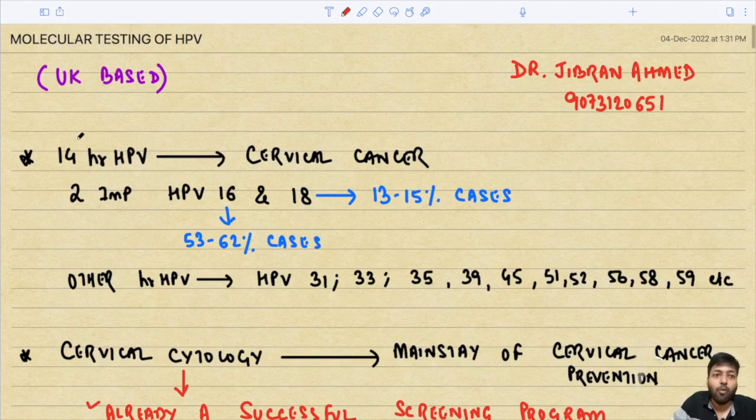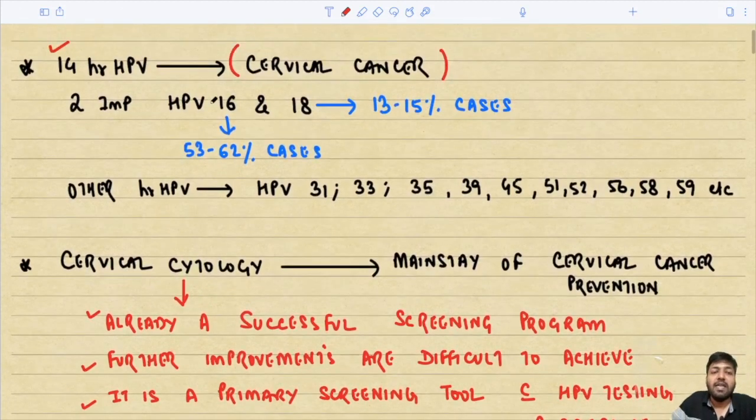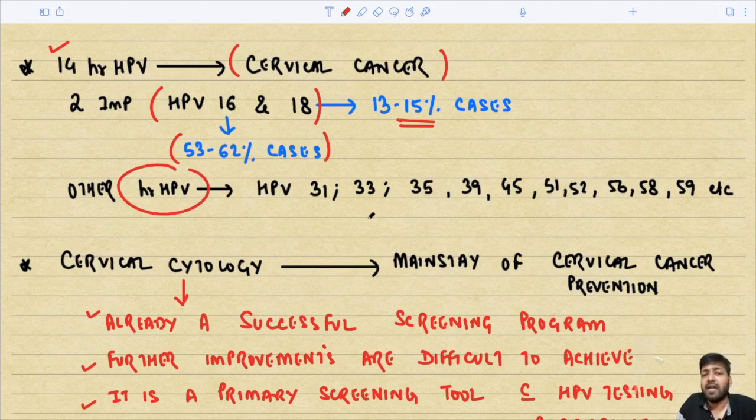As we know, there are 14 high risk human papilloma viruses which cause cervical carcinoma. Out of these 14, there are two important ones, HPV 16 and HPV 18. HPV 16 is associated with 53 to 62% of all cervical carcinoma cases, whereas HPV 18 is associated with 13 to 15%. The other high-risk HPVs include HPV 31, 33, 35, 39, 45, 51, 52, 56, 58, 59, etc. So there are many high-risk HPVs. Out of them, 16 and 18 are very important, and out of 16 and 18, HPV 16 is associated with the majority of cases.